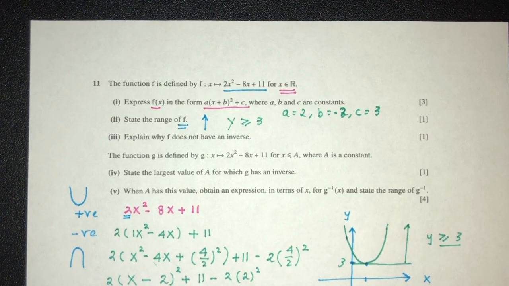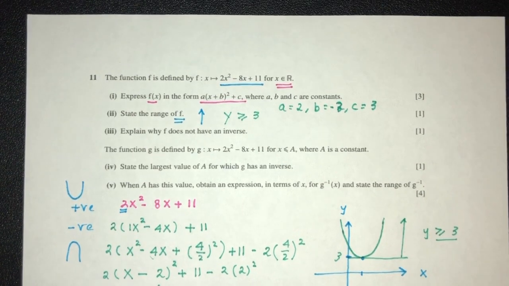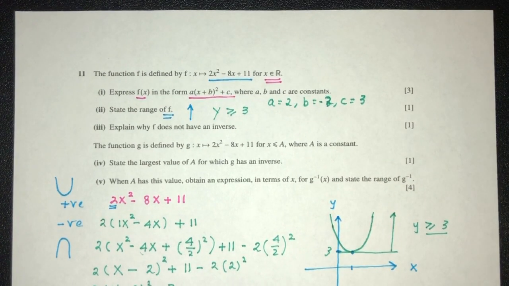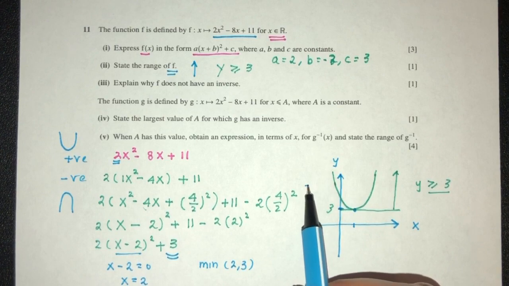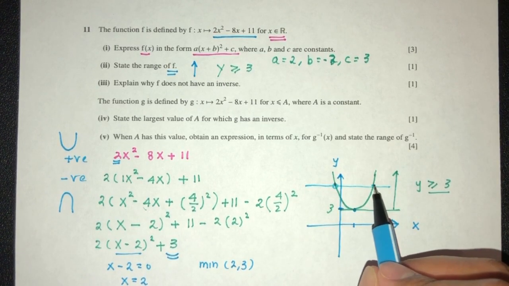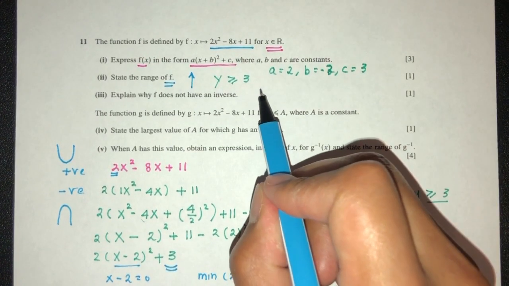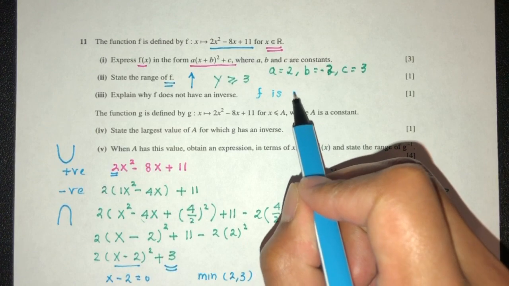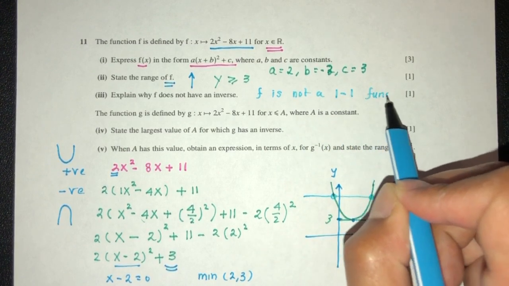Now for part 3, I have to explain why f does not have an inverse. Pretty easy. A function does not have an inverse when it is not a one-to-one function. In this case, if I were to draw a line here, it cuts the curve at 2 points. Because of that, it will not have an inverse, because f is not a one-to-one function. That's the reason why.